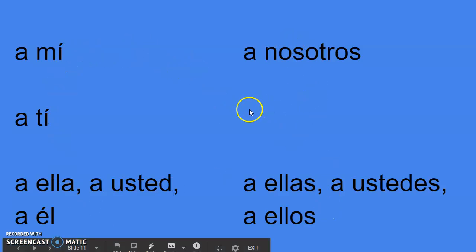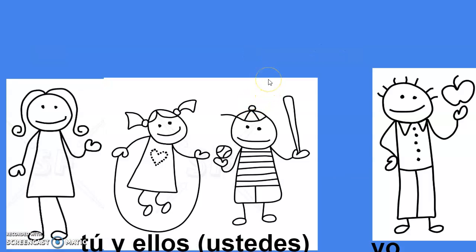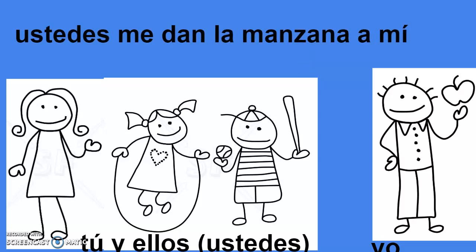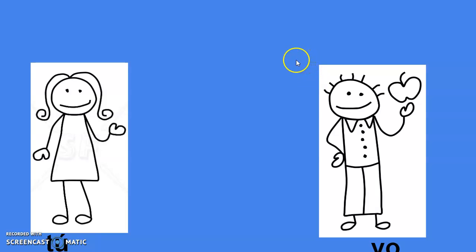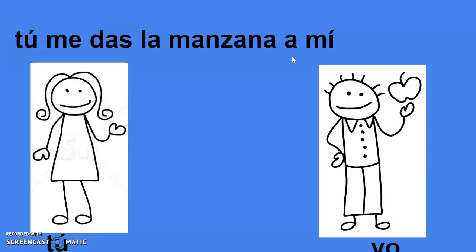We already learned this in Spanish 1. All right, how about y'all, you and they, give it to me. Give the apple to me. How would you do that? Ustedes me dan la manzana a mí. So since this is who is indirectly receiving the object, we have to clarify who this is, a mí. You give the apple to me. Tú me das la manzana a mí. This refers to that.